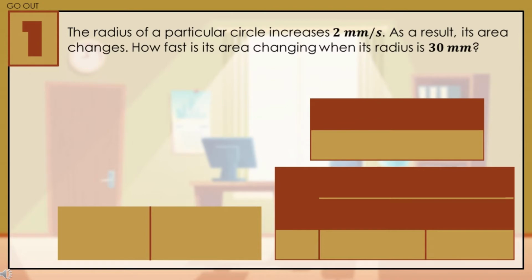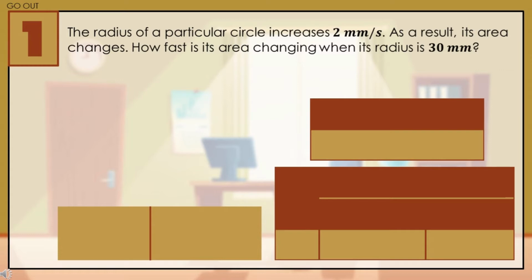The radius of a particular circle increases 2 millimeters per second. As a result, its area changes. How fast is its area changing when its radius is 30 millimeters? This is an example of an expanding circle problem.